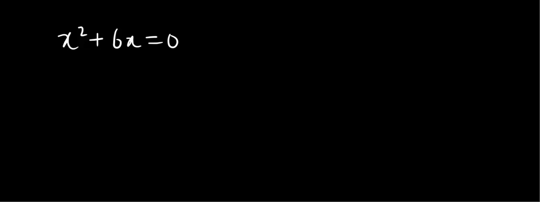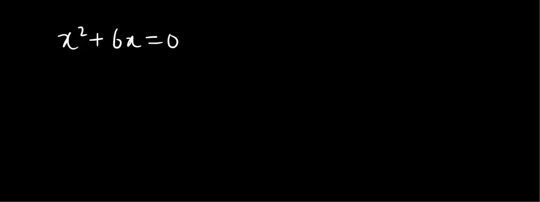Welcome back. In the previous videos, you learned how to use zero product property to solve the equation. Then you learned how to factor out the greatest common monomial factor. In this one, we're going to put these two skills together and solve this equation, x squared plus 6x is 0.